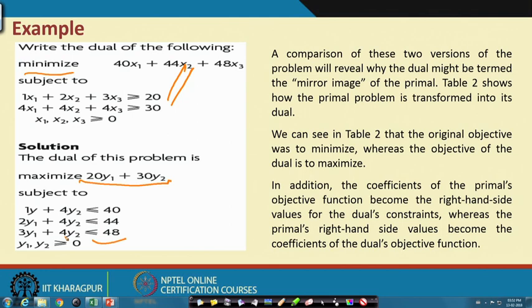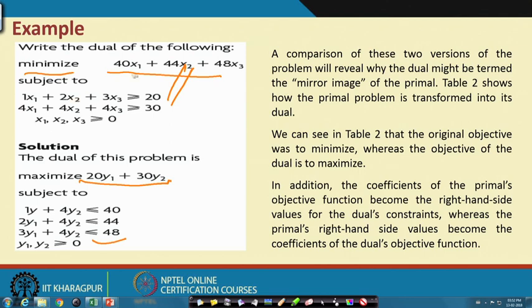If we move from dual to primal, it is the same thing: the inputs will be transferred to the dual structure. We start with the minimizing objective function 40x1, 44x2, 48x3. There are 3 decision variables and 2 constraints, which we have already addressed. In the case of the dual, the number of constraints depends upon the number of decision variables of the primal problem, and the number of decision variables will be the number of constraints for the dual problem.